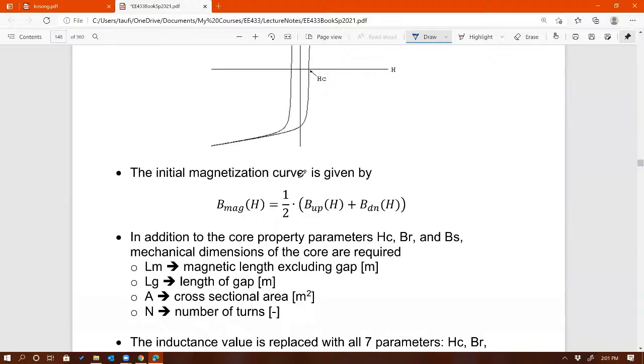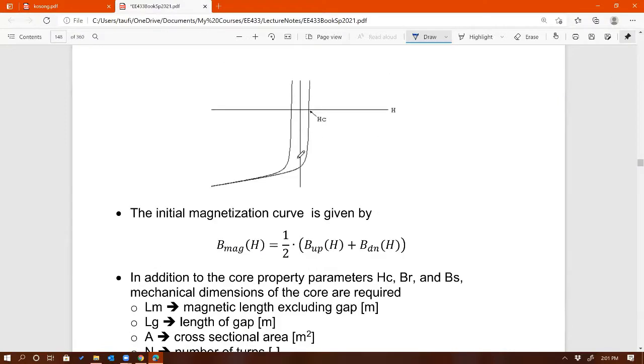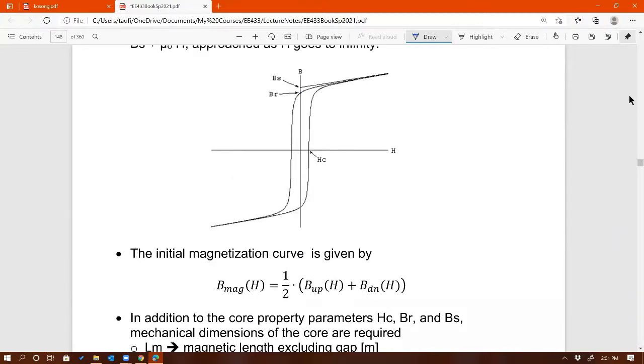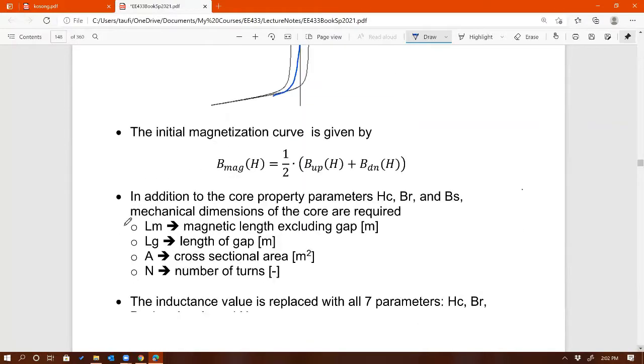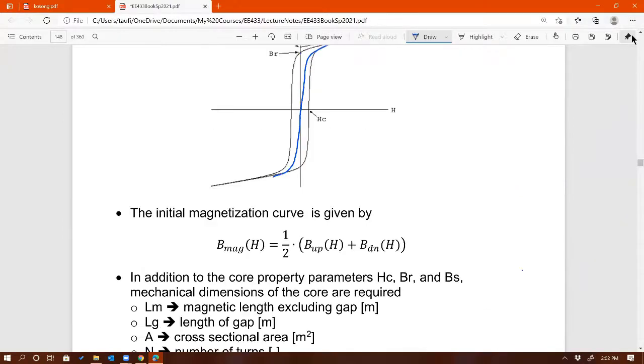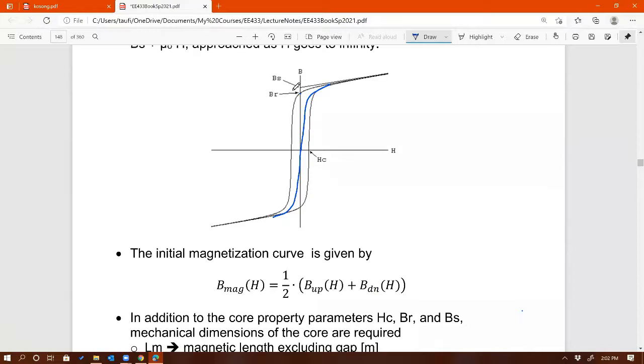The initial magnetization curve, the initial point is going to be halfway, right, between the two. So you could imagine, depending on the direction, it could be positive, it could be negative. That's going to be halfway between the two curves, like something like that. That's pretty good, actually. Right? So that's half of B up plus B down. Okay. Now that's what I talked about earlier as well, right? In addition to B of S, B of R, what is it again? H of C, yeah. B of S, B of R, H of C.